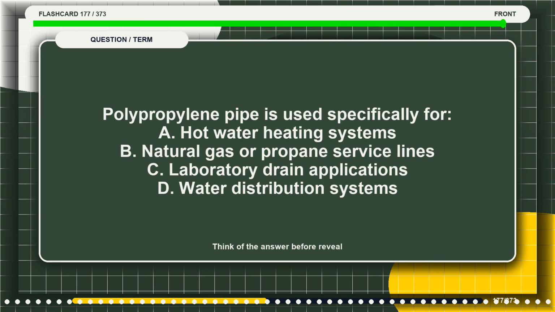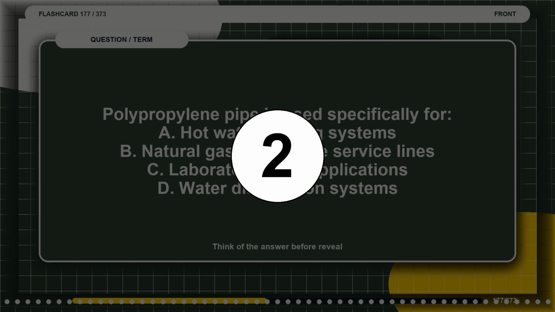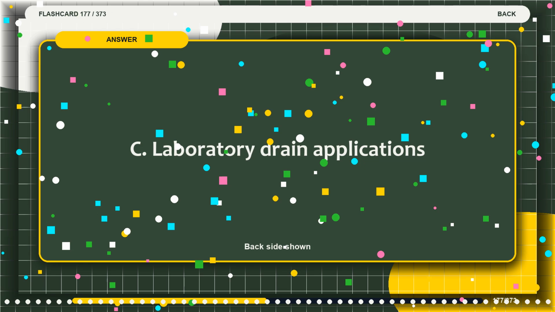Flashcard 177. Polypropylene pipe is used specifically for A. Hot water heating systems, B. Natural gas or propane service line, C. Laboratory drain applications, D. Water distribution systems. Think of the answer before the reveal. The answer is C. Laboratory drain applications.